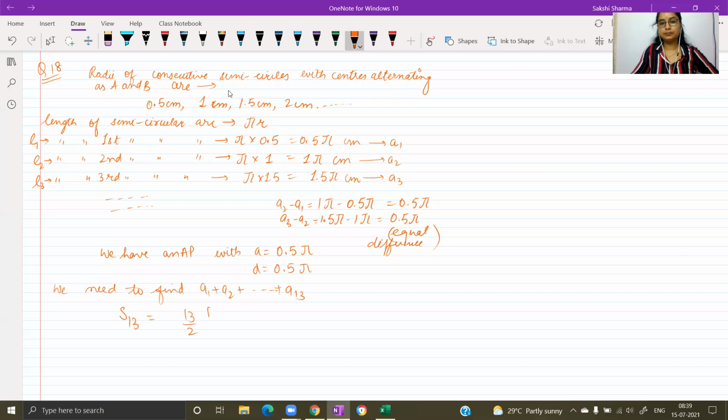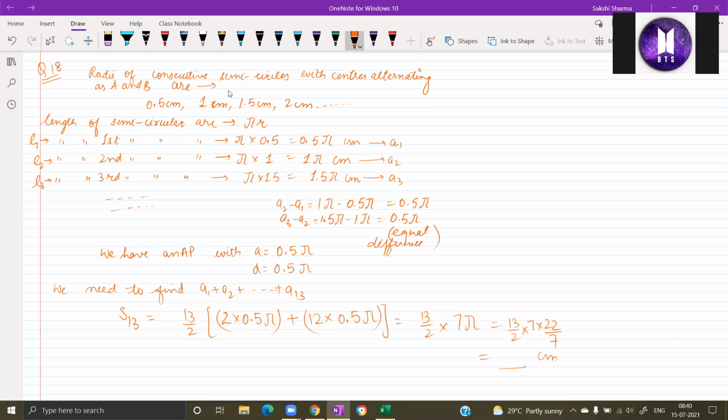Find out the answer. And afterwards, you can replace pi by 22 by 7 to give your final answer. One pi plus 6 pi, 7 pi. So now you can use 13 by 2 into 7 into 22 by 7 and then solve. 143.